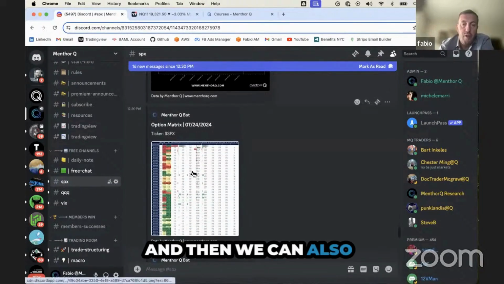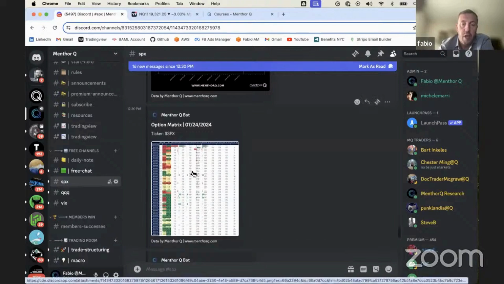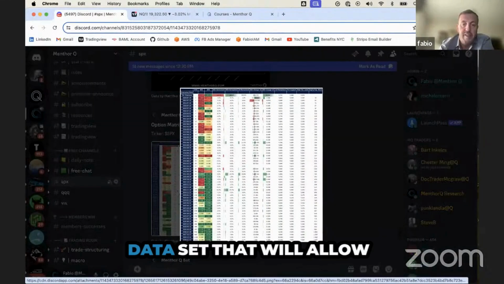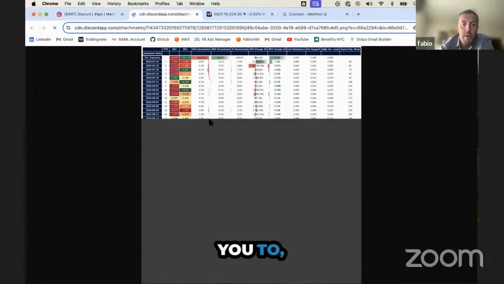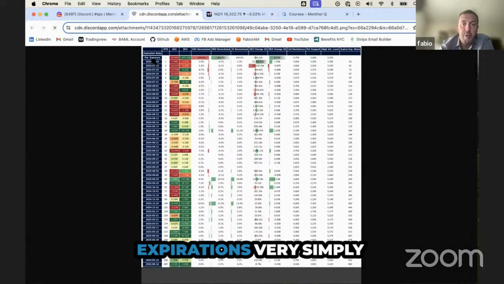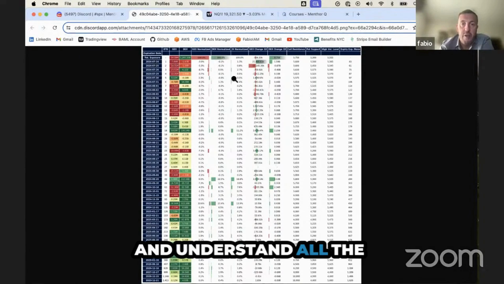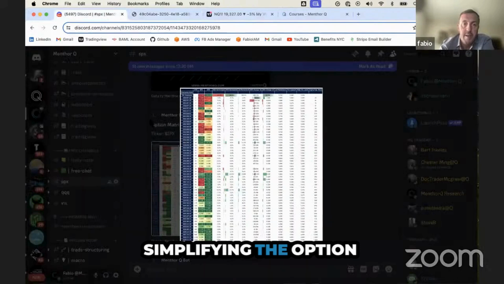And then we can also look at the option matrix. So the option matrix is really like a big data set that will allow you to understand the different expirations very simply and understand all the different data points within all the option chain. So simplifying the option chain.